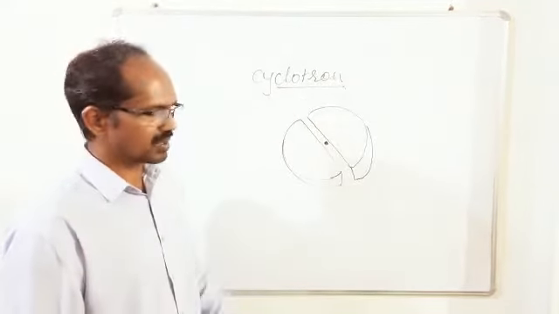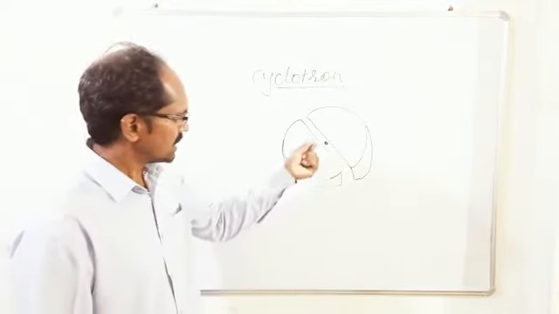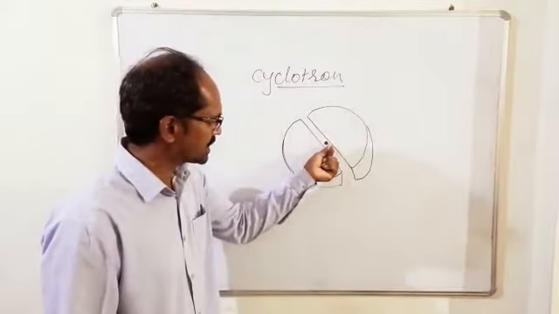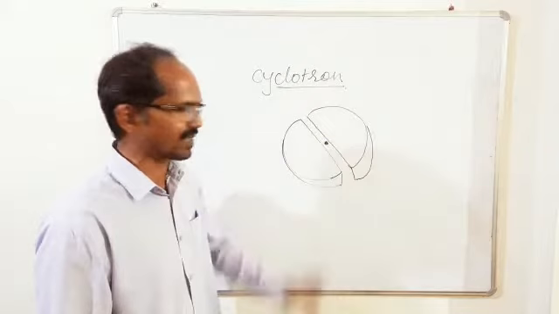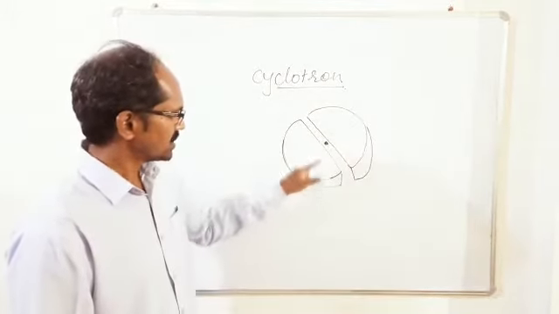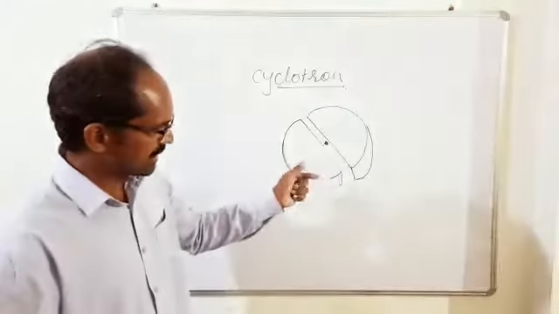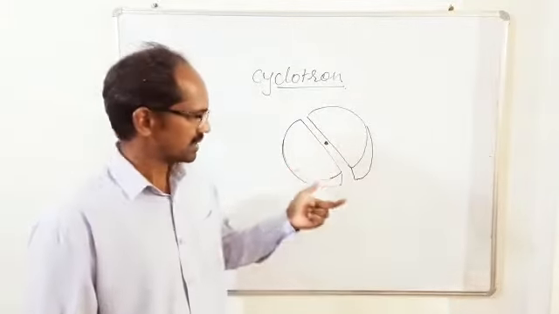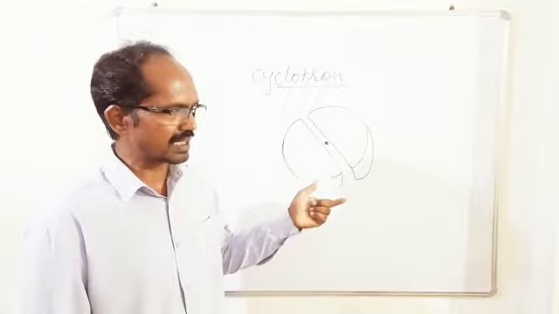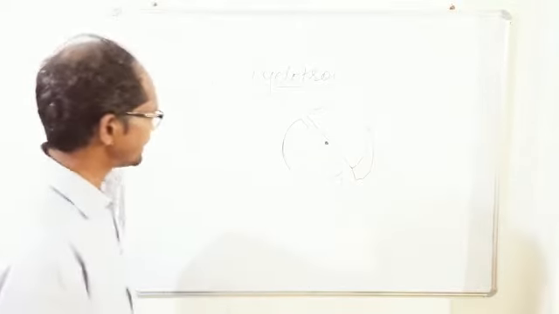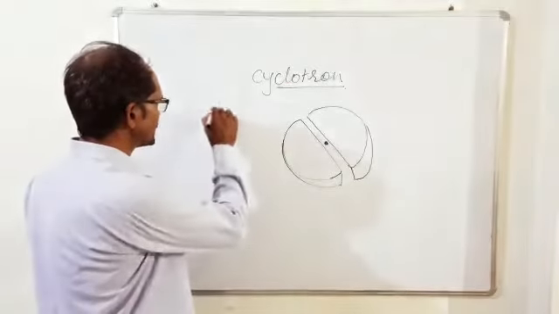So what is the role of the cyclotron? Its role is to provide this positive charge particle a very high velocity, so that when it comes out through these Ds, it can easily penetrate any target nucleus, and we can start a nuclear reaction. So first we'll see what the principle is.